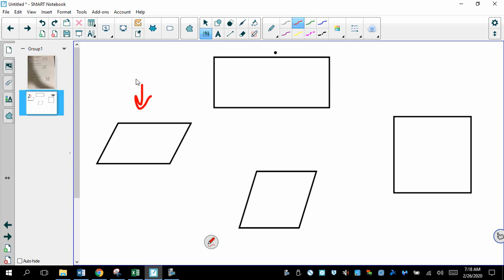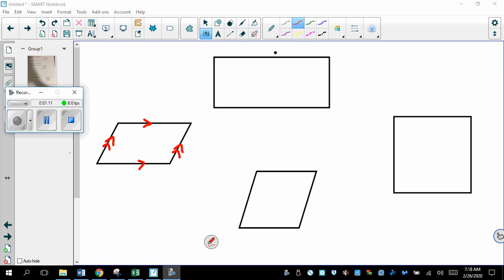parallelogram. So it's called a parallelogram because it has two sets of parallel sides. They're not obviously parallel to each other because they intersect. There's some other things that are going on here as well. Oh, smart board. Okay, sorry about that. Yeah, so you have two sets of parallel sides.